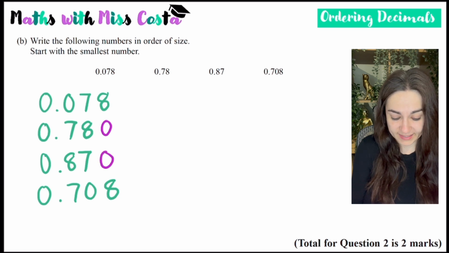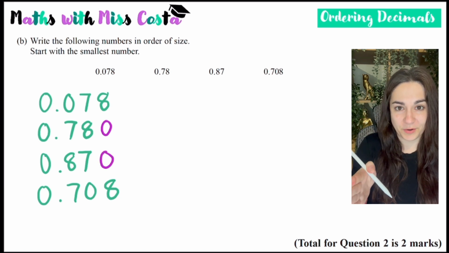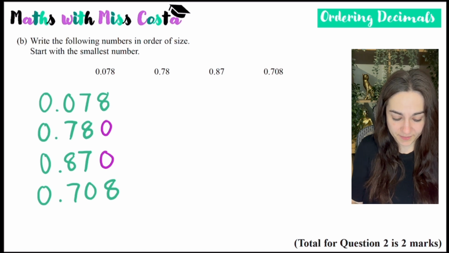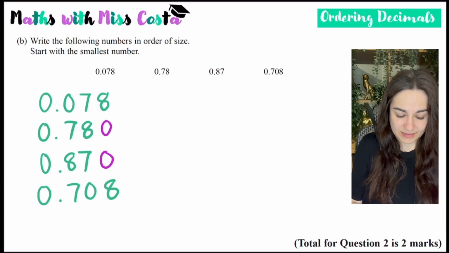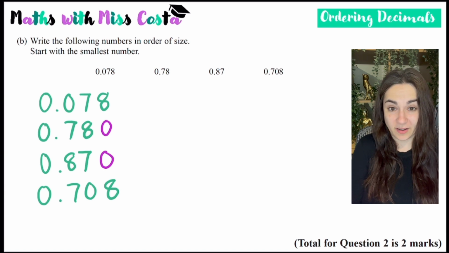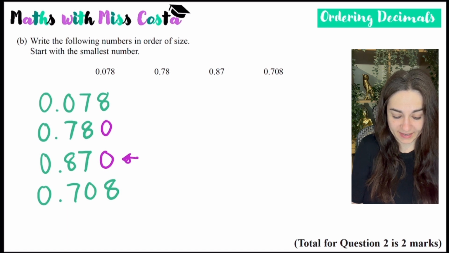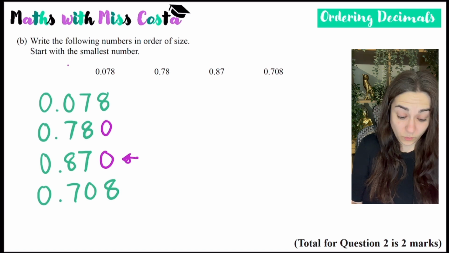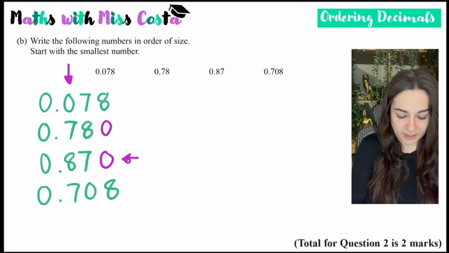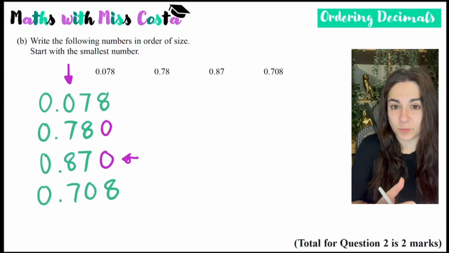And then the cheat way is to then, once all of your decimal places are lined up, look at it and think of it in terms of that would be 870 and so forth. Or what we do is we look over here at the first decimal place.